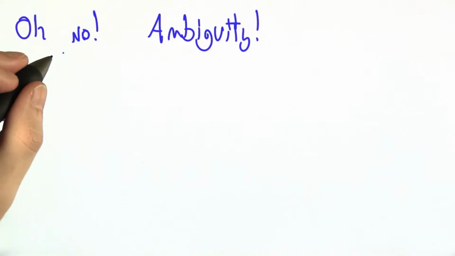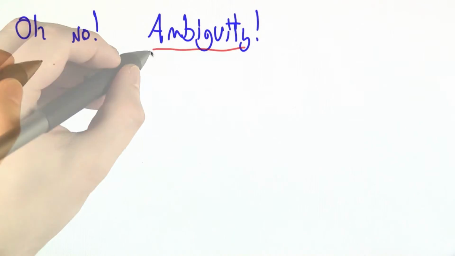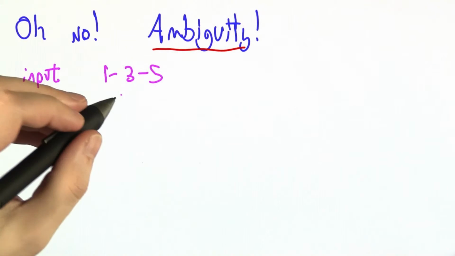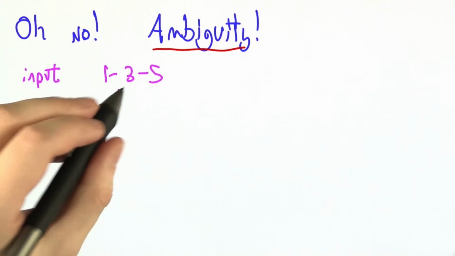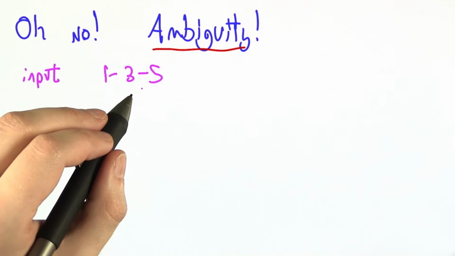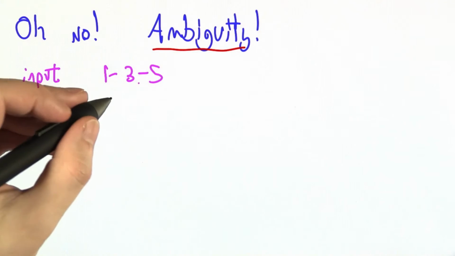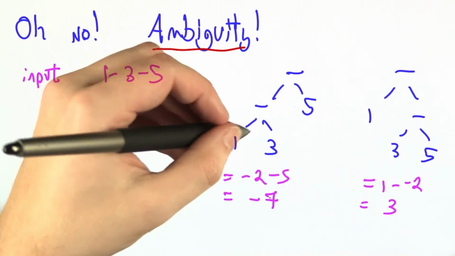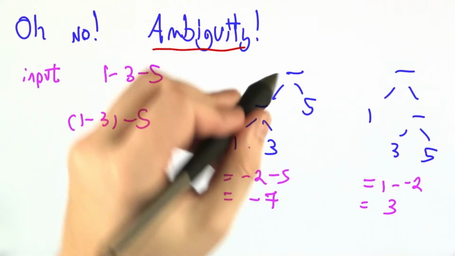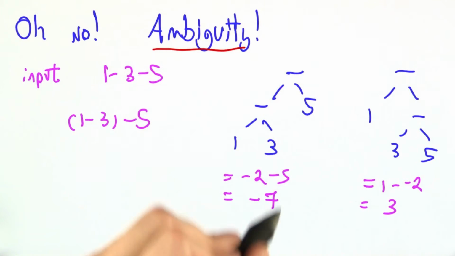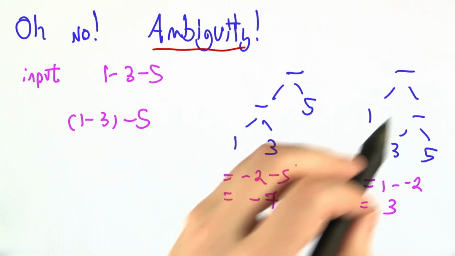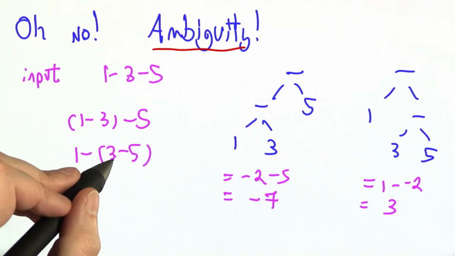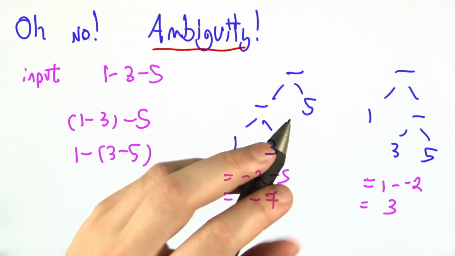But it turns out that our old friend ambiguity is going to rear its head. If my input is 1 minus 3 minus 5, there are actually two ways we might interpret that, or two parse trees we might end up with. And depending on which one we pick, we get a slightly different answer. This could mean (1 minus 3) minus 5, at which point we'll get negative 7. Or it could mean 1 minus (3 minus 5), at which point we'll get 3.